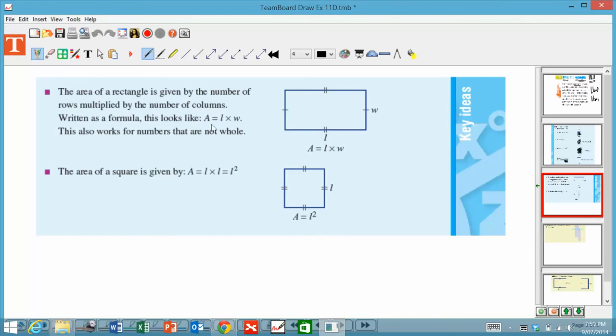Okay, so this is your formula. A equals L times W, L standing for length, W standing for width.